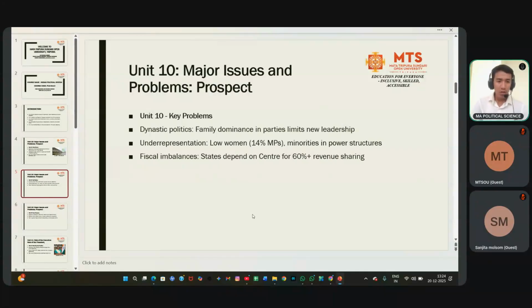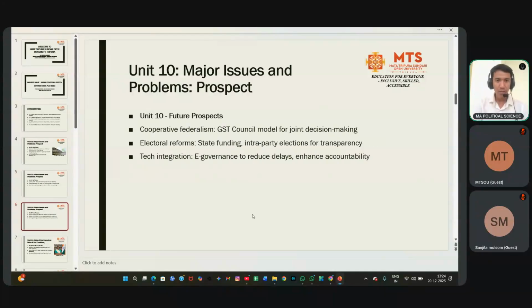Okay. So fiscal imbalances: states depend on the center for 60% of revenue sharing. States are very much dependent on the center. Until you are independent, you cannot fully develop, or you cannot actually move forward. So we are still not independent. We are very much dependent. Okay, so there is still the problem financially. So what can we do in the future?